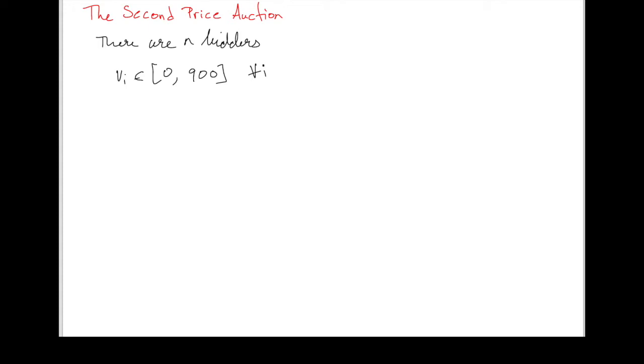So this is going to be a Bayesian game. We'll let b_i be the bid that player i submits. So for each player i, a strategy is, as a function of v_i, what bid b_i should you submit?